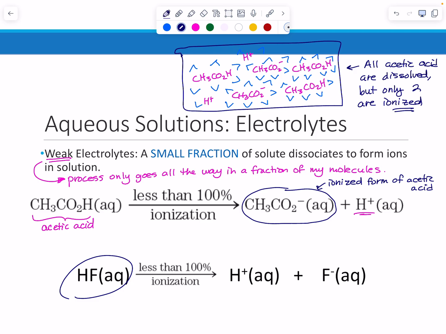So it's a very nasty caustic chemical, but it's not actually a strong electrolyte. Not every molecule of HF that goes into solution is going to break up into a proton and a fluoride ion.